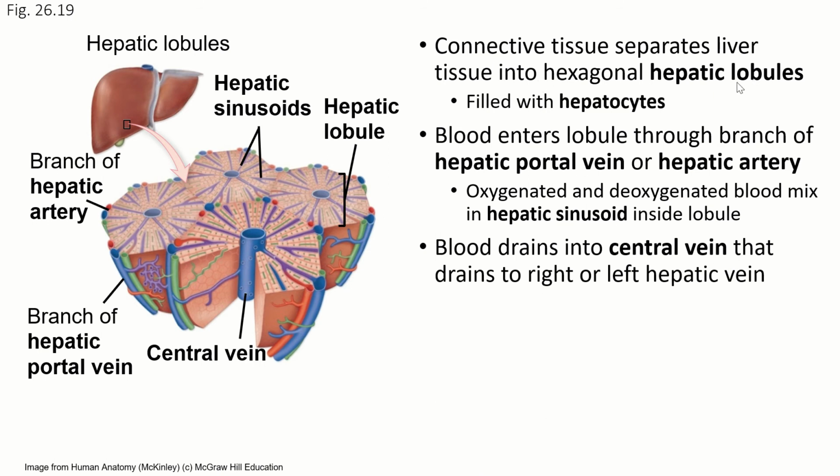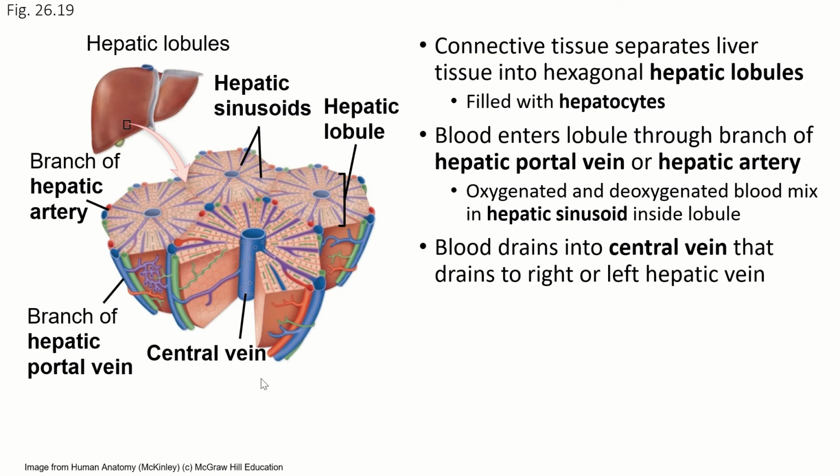The connective tissue separates the liver tissue into these little hexagonal shapes that we call lobules. So the lobes are divided into lobules. And that's an organization we're going to see again in other organs. The cells in the liver are called hepatocytes, which literally means liver cells.